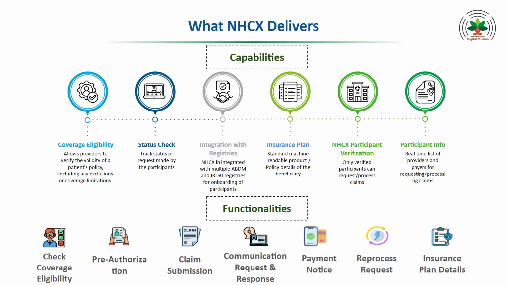Another thing is status check. At every instance, we can check where our request is. Is it pending at the pre-authorization level? Is it at the claims level? Are they doing something with it, like adjudication or processing the request? This information we can also get from NHCX.